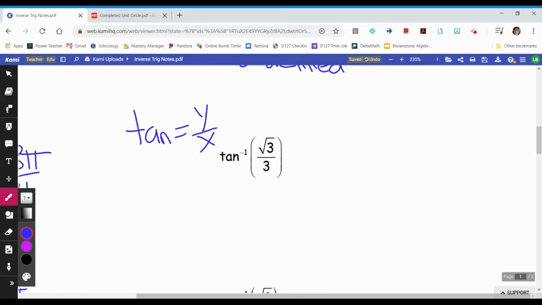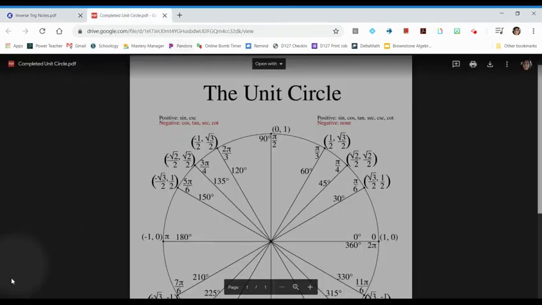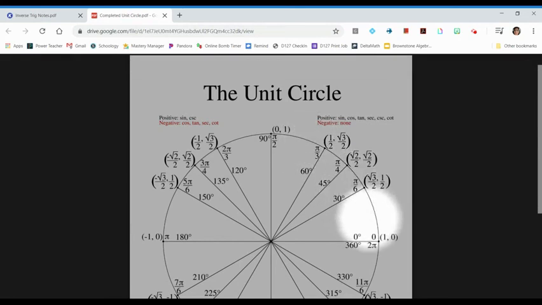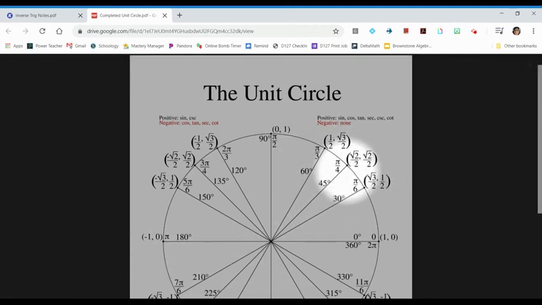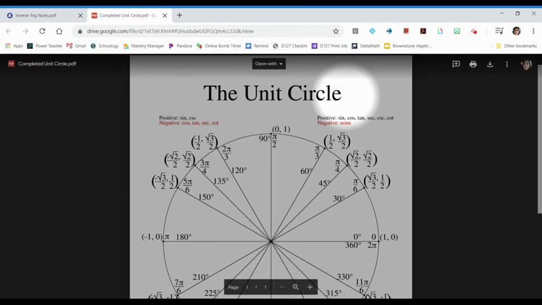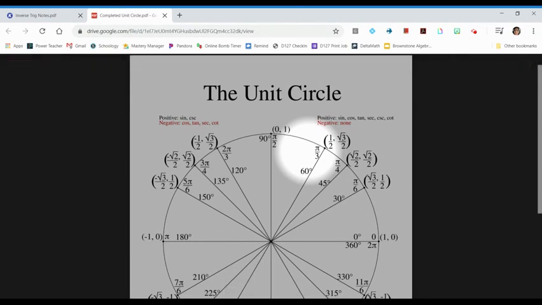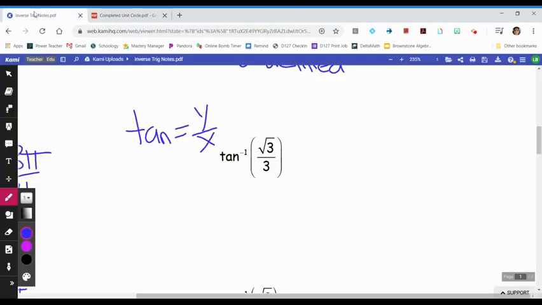So this first problem, tan inverse of root 3 over 3. Where is that ratio of y over x root 3 over 3? Tangent's going to be positive up here in the first quadrant. So I know that I'm going to be dealing with one of these three ordered pairs, pi over 6, pi over 4, or pi over 3. Pi over 4 we can remove from our possibilities because we have the same x and y value, and when you divide the same value by itself, you end up with 1. So we're either dealing with pi over 6 or pi over 3. In this case, we're dealing with pi over 6, and let me show you why.